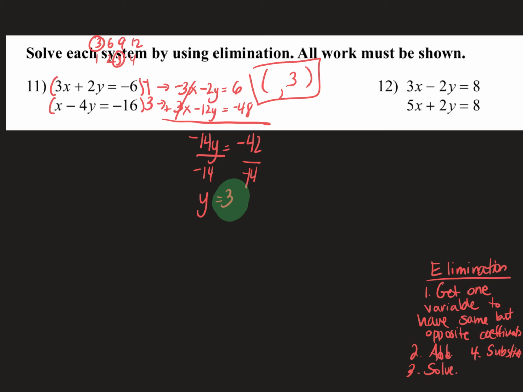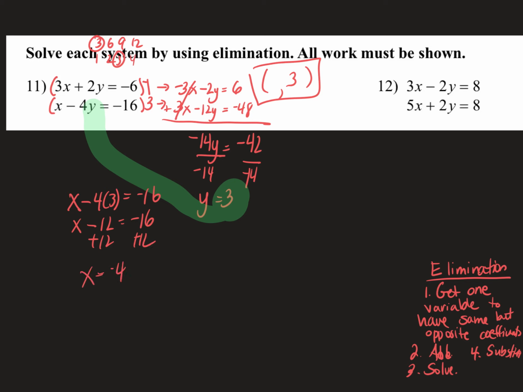So I'm going to substitute 3 into the bottom one, into that 4y. So x minus 4 times 3 equals negative 16. So x minus 12 equals negative 16. Add 12 to both sides. X will equal negative 4. So I'm finished with that one.